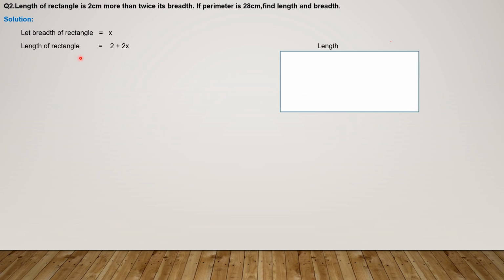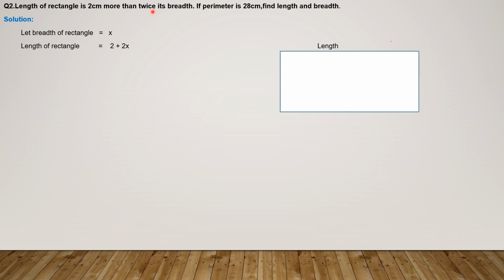Now, if breadth is x, what will be the length? Now, the question is that the length of the rectangle is 2 centimeter more than twice of its breadth. So according to the condition, the length of the rectangle will be 2 plus 2x. Got it? For more we use the plus sign. If here we have less, we will use the minus sign. So for more we use the plus sign.